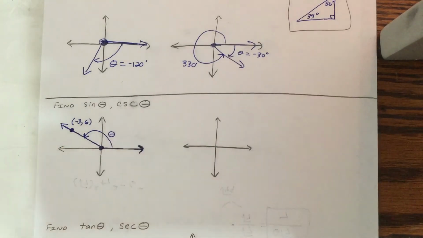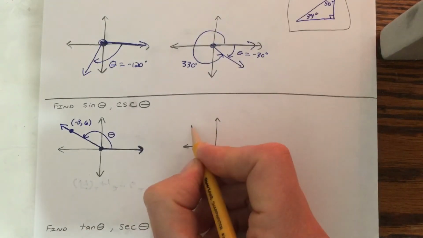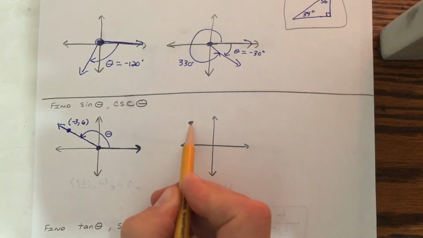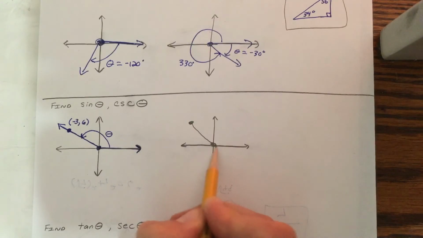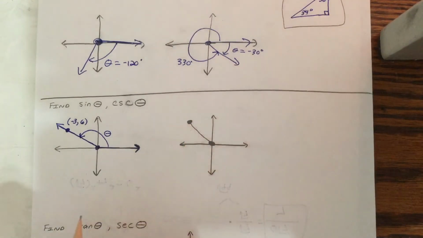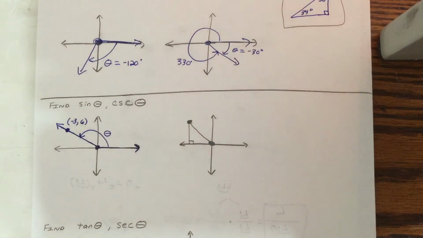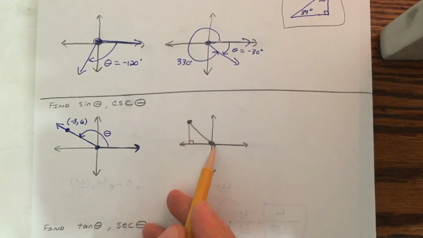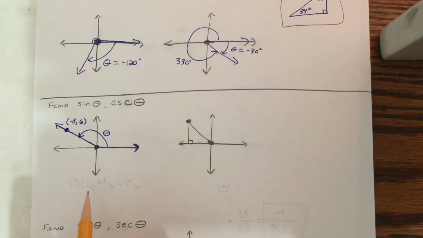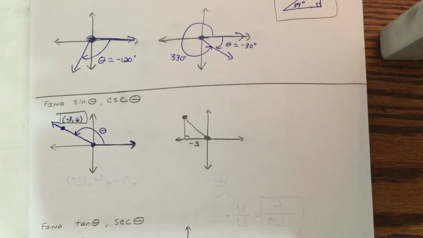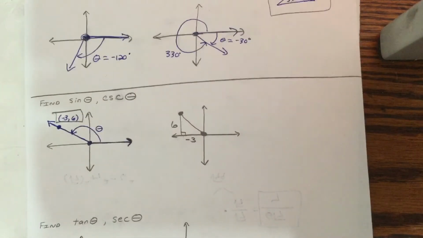So the process for this is pretty simple. I'm just going to redraw the figure. You don't necessarily have to, but I'm going to. So I have that point at negative 3, 6. What I'm going to do is draw a line to the vertex of the angle, which is at the origin. And then I'm going to drop a perpendicular to the x-axis to form a right triangle. So draw a line to the origin, draw a line to the x-axis straight down. The x-coordinate is negative 3, so this value right here will be negative 3. And the y value is 6.